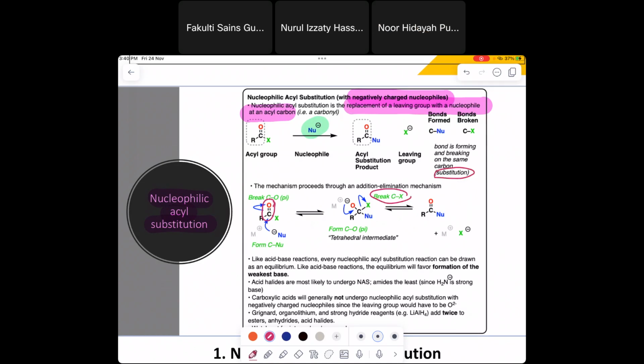Dia macam main bola lah kan. The same team, tukar orang. Tak adalah pergi tukar orang kat team lain pula kan. So dia substitute player. Sama, dia bukan addition. Dia mesti substitute. And because nucleophile coming in, we call it nucleophilic. And at the position of acyl, we call it nucleophilic acyl substitution.